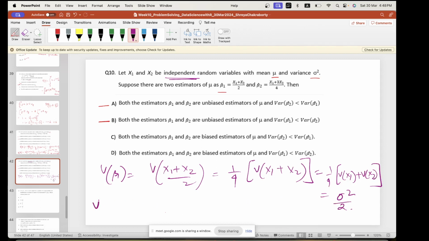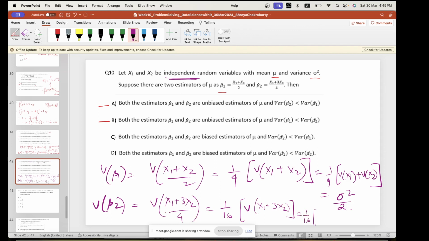Alright. Now variance of beta 2 is variance of (x1 plus 3x2) by 4. So this will be 1 by 16 variance of x1 plus 3x2. So that will be 1 by 16 variance of x1 plus 9 variance of x2. Okay. So this will be 10 sigma square by 16.